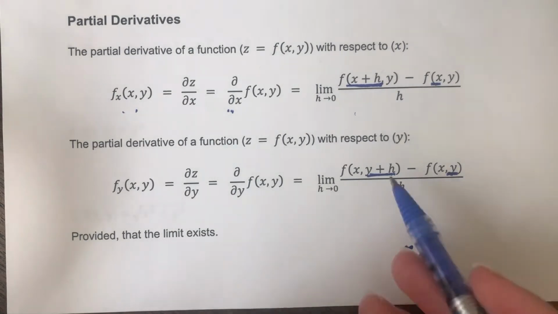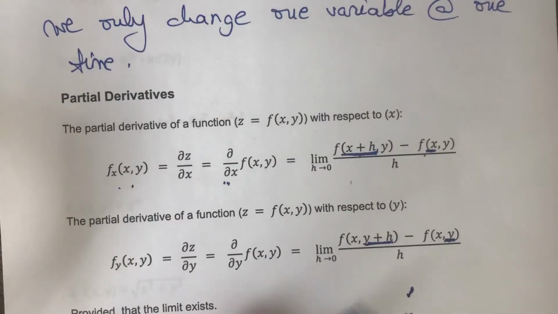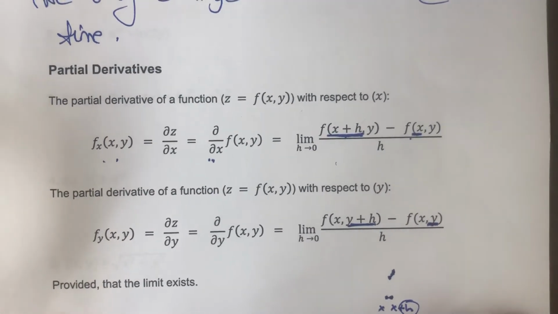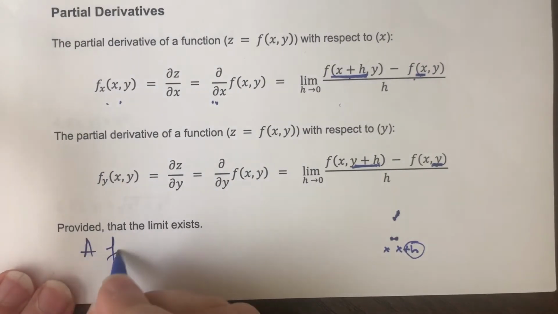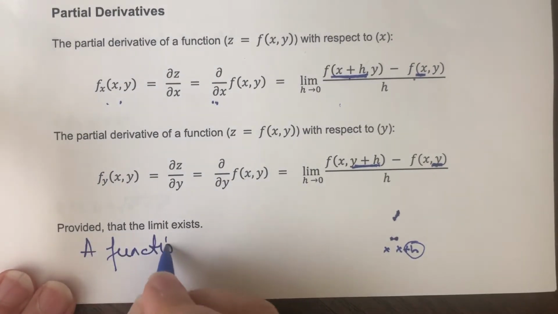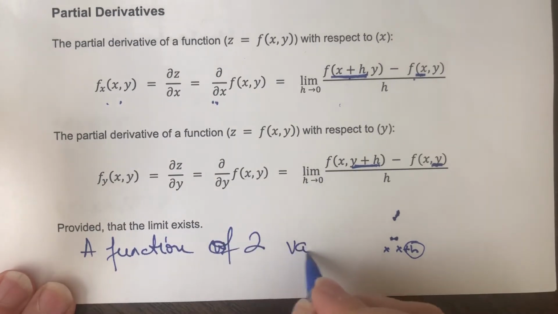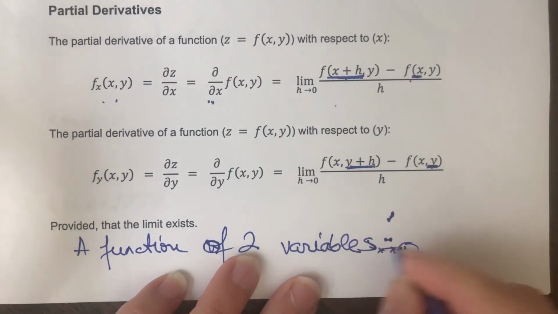So we change one thing at a time. So just as I had said before, partial derivative simply means that we are changing one variable at a time. So just to be clear, a function of two variables will have how many partial derivatives?